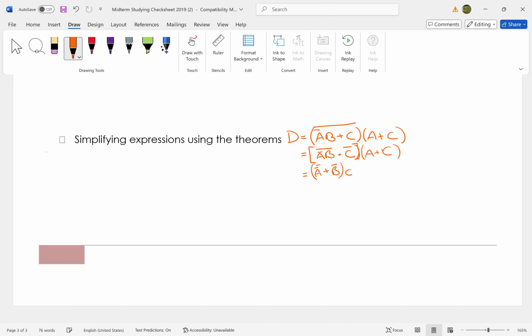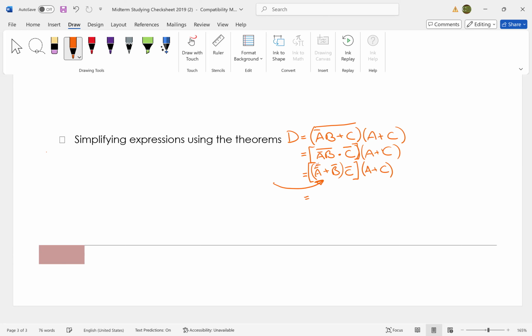And I have to be careful of the brackets in this question, because if you forgot the brackets here, then you're going to have a completely different answer. And you could find that answer in a test.